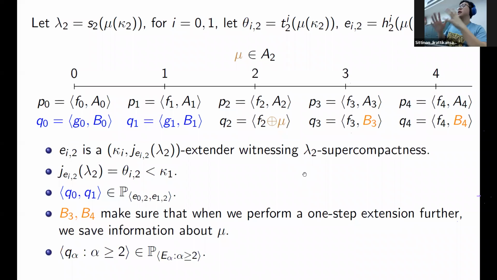And if you take a look at q_alpha for alpha greater than or equal to 2, you can consider it as a condition inside P_{E_alpha} for alpha greater than or equal to 2. Originally, the condition p is living inside something like P_{sequence E_alpha for alpha less than omega 1}. Okay, so this is the most important feature of this kind of forcing. Once you perform a one-step extension, you actually squeeze things down below, and it becomes much smaller.